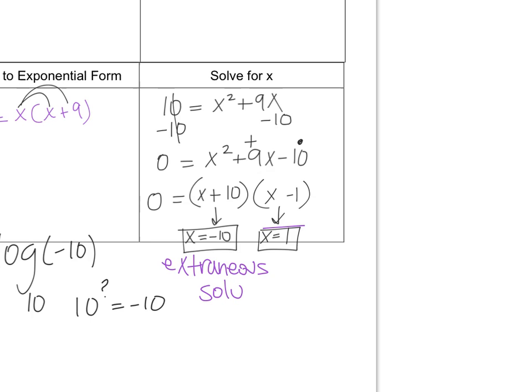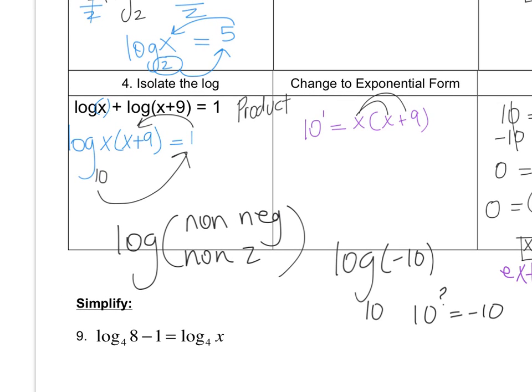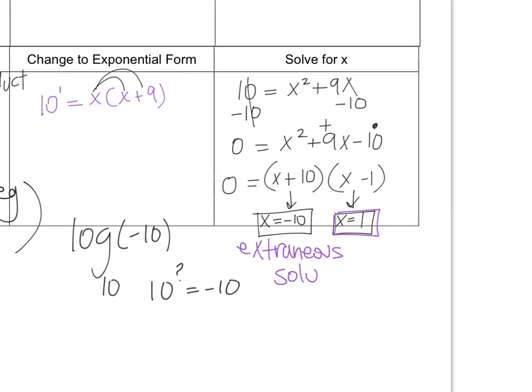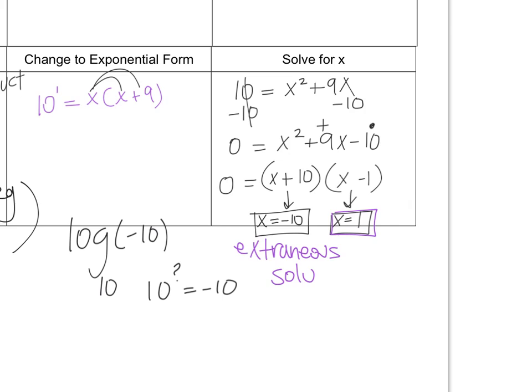And then my only answer is x equals 1, but still I have to plug it in and check. So log of 1 is 0, which makes sense. Log of 1 plus 9 is log of 10. The base is 10, so 10 to the power what would give me 10? That's a power of 1, so 1 equals 1, and that is correct. So that is my only solution. x equals 1, and x equals negative 10 is an extraneous solution.